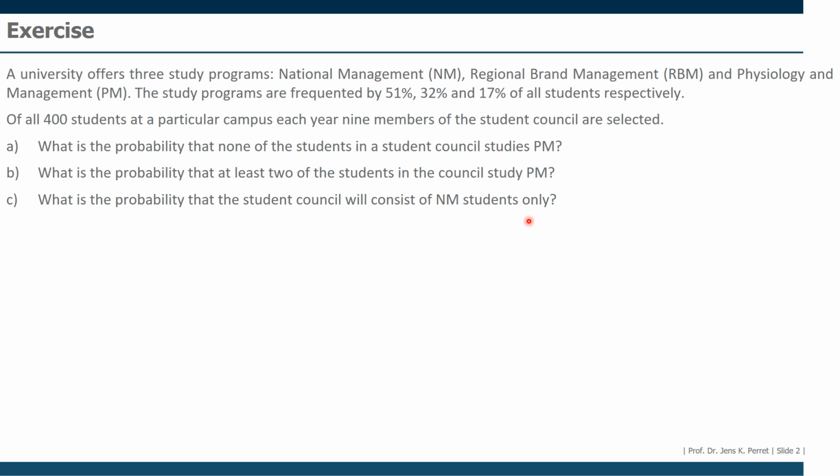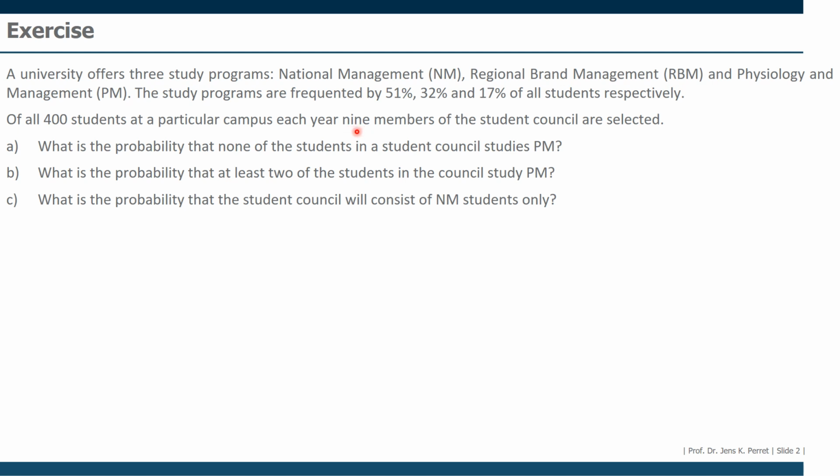Well, before we can start with this, we first have to clear why we are actually going to use the hypergeometric distribution here. If we select students for a student council, we're going to select 9 different students. We're not going to select 9 times the same student. We cannot select 9 times the same student for the student council. So once a student is selected, he cannot be selected again. That's what we call selection without replacement. And that's a definite indicator that we have to use the hypergeometric distribution.